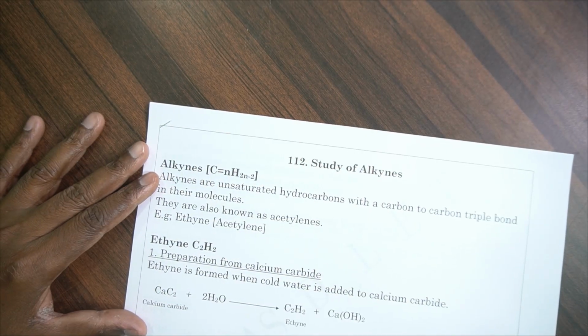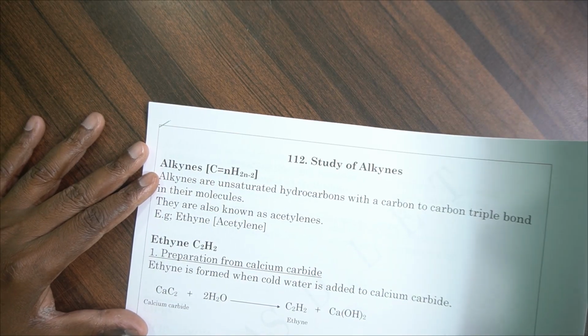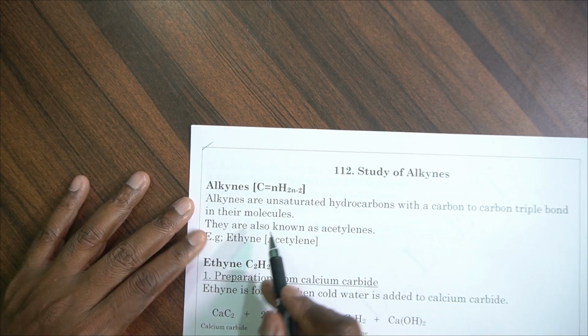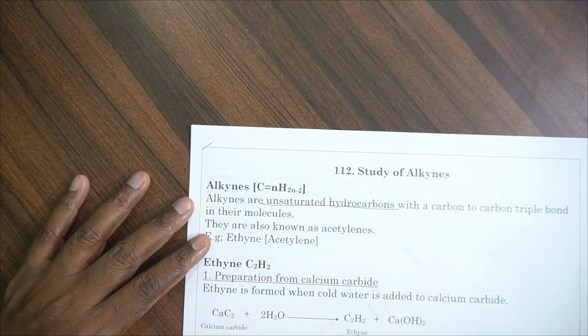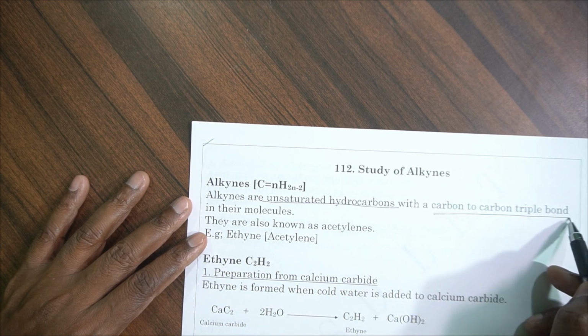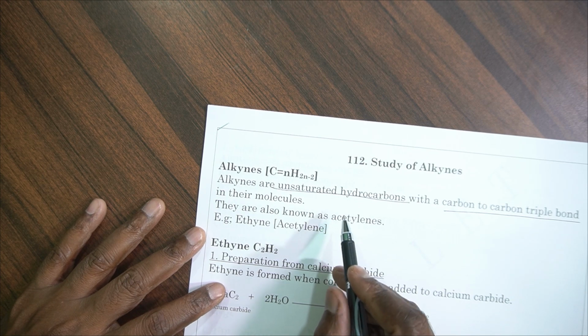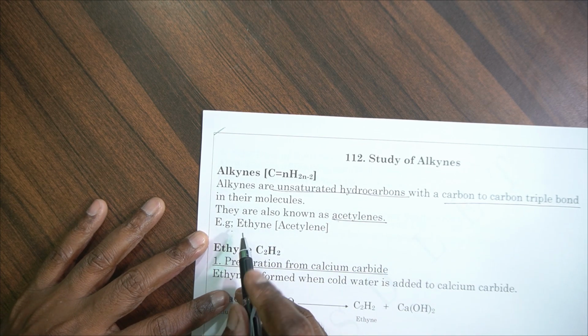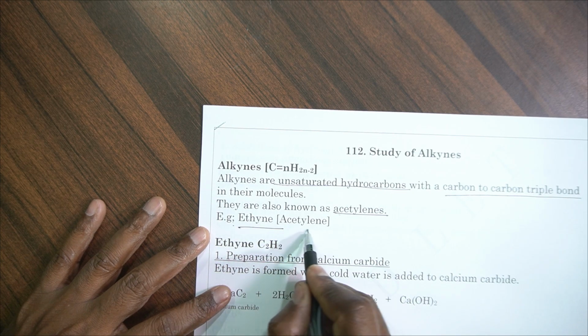Hello students, in the previous video we have studied about alkanes and alkenes. Now we will take up alkynes. We know alkynes are unsaturated hydrocarbons. They have a carbon to carbon triple bond. They are also known as acetylenes. The simplest alkyne is ethine or acetylene.